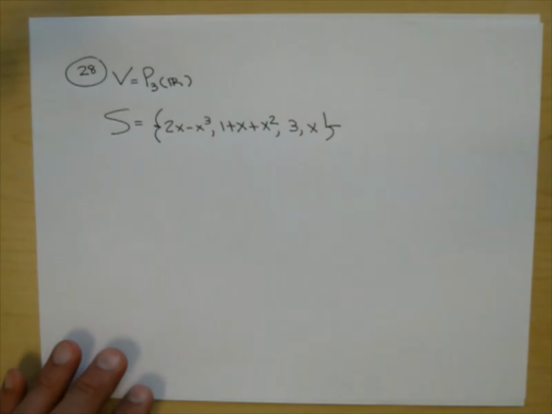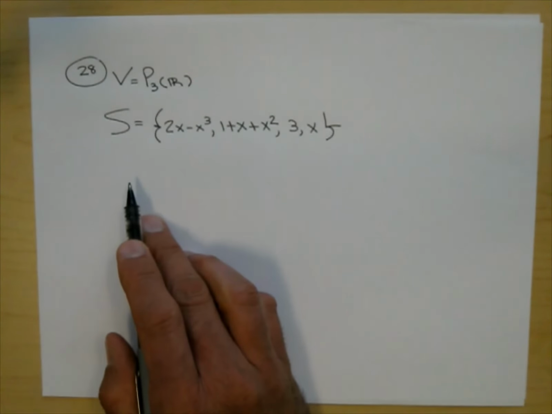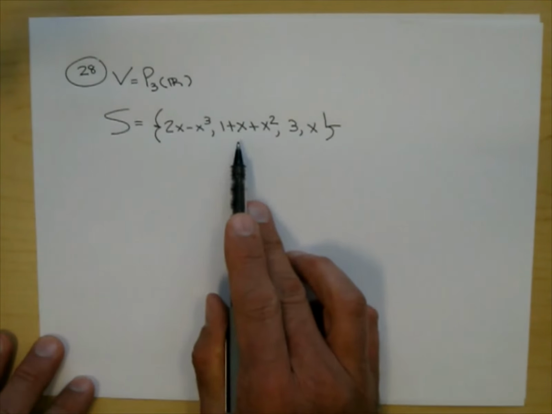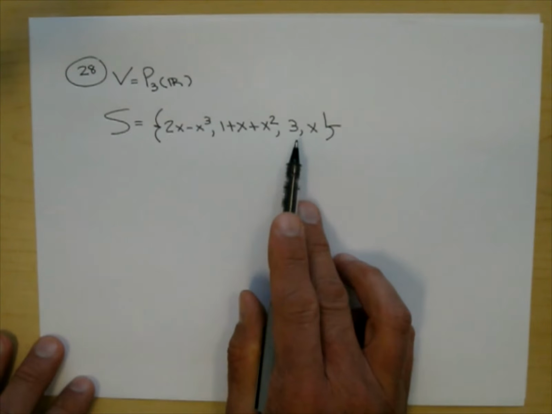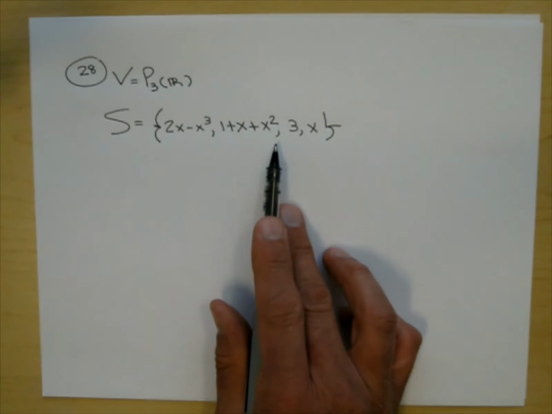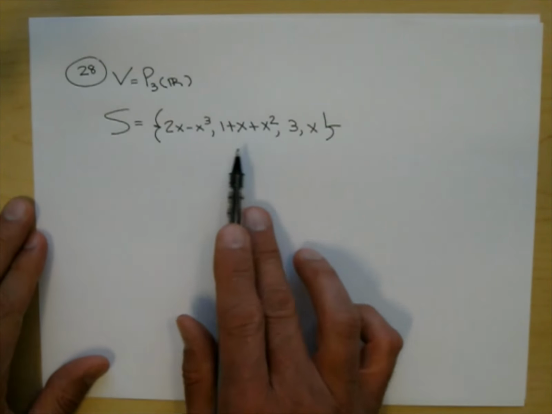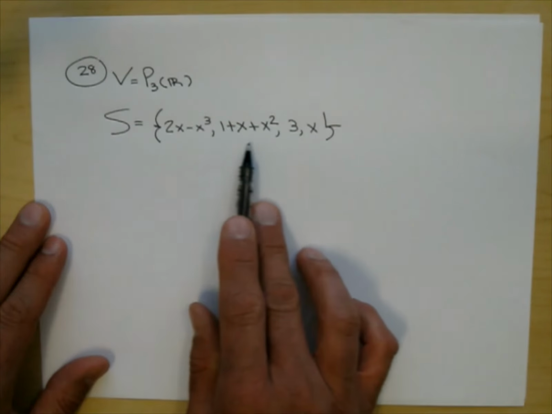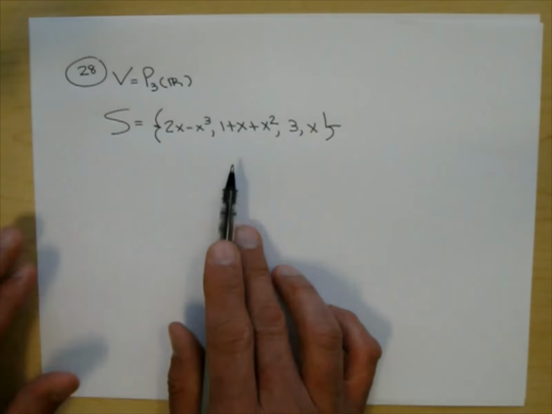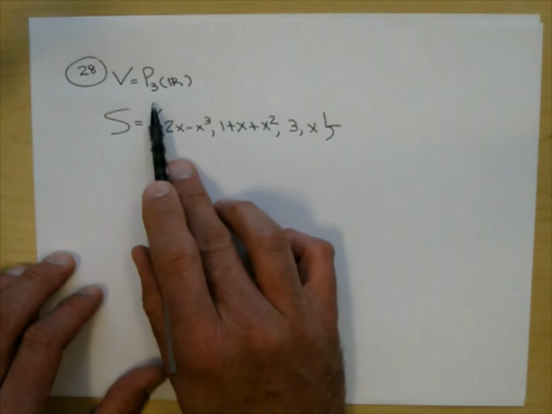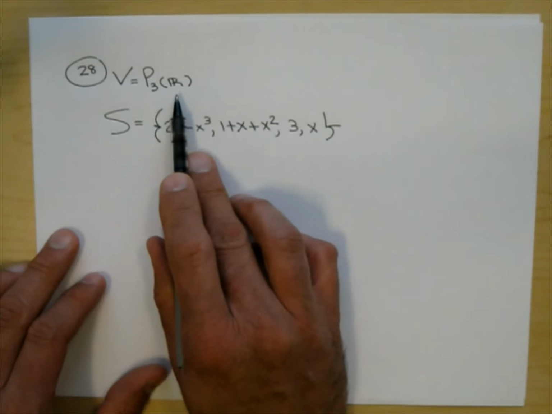Number 28. Okay, first question, does S span V? Is it independent or dependent? So we could look here and see if we see any scalar multiples. I don't see scalar multiples. I think what I'm going to do is write out linear combinations of these guys. There's 4 of them here. So it's possible that those guys are a basis for P3, P3 being polynomials of degree 3 or less, real coefficients.